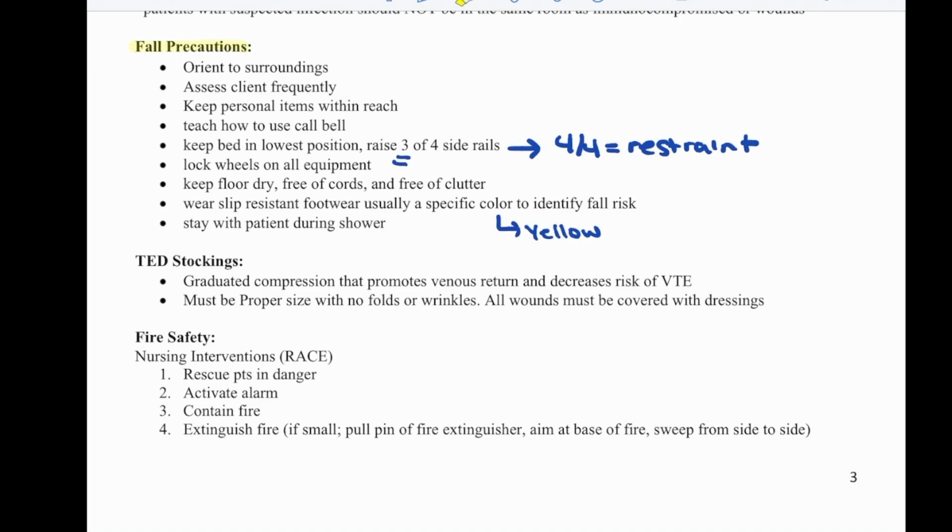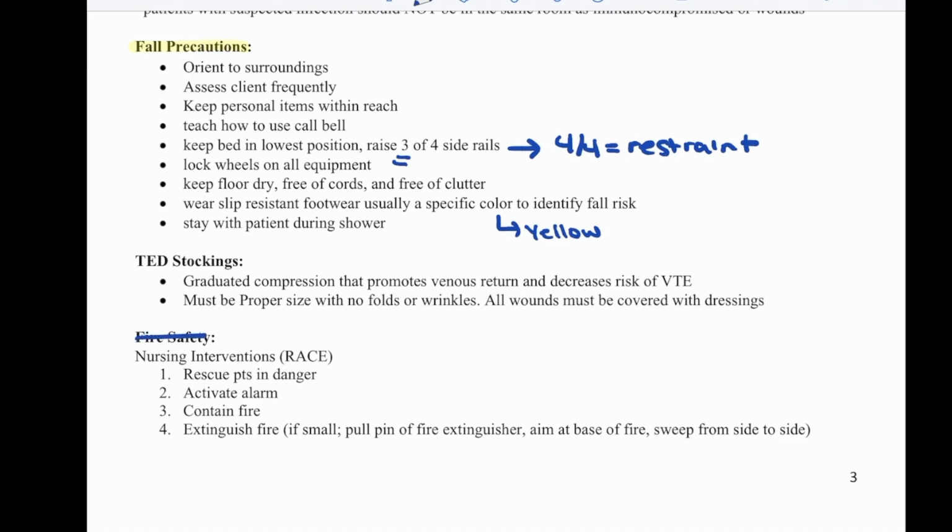Then we have TED stockings. These are gradual compressions that promote venous return and decrease the risk of a VTE, but they must be the proper size with no folds or wrinkles, and all wounds must be covered with dressings. We also want to make sure if patients have TED stockings on that they have the socks with the grippy over them because TED stockings are very slippery.